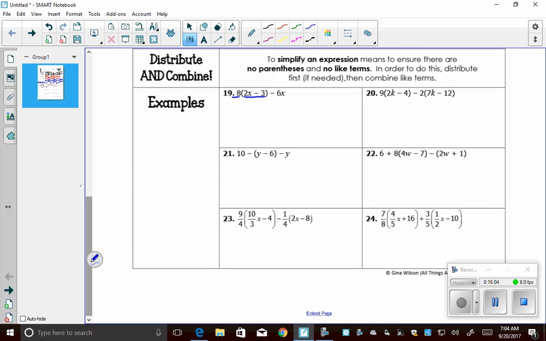So it's going to be 8 times 2x plus 8 times negative 3 minus 6x. So 8 times 2 is 16x. 8 times negative 3 is going to give me negative 24 minus 6x.